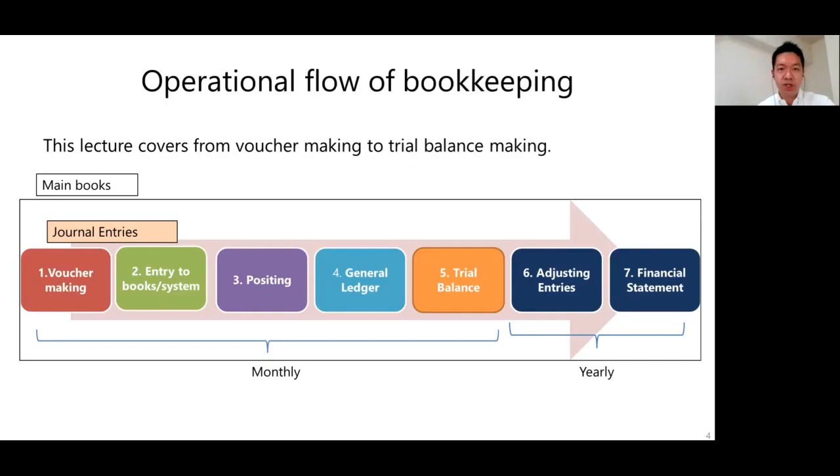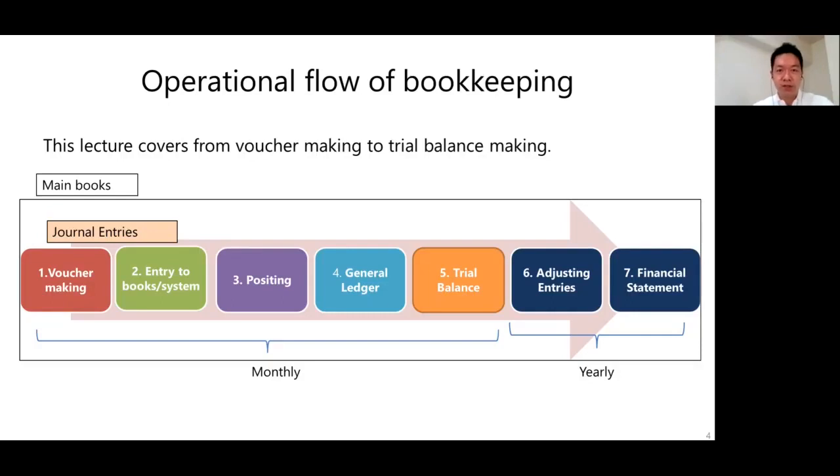So when there is some business transaction, like payment for the expense, or when you receive the sales for the cash collection, you will make the voucher. And then together with the receipt or invoice, you will record it in a computer book, or if you use the actual real book for the accounting, you will record it in the book. So that recorded journal entries will be posted to general ledger according to each account title.